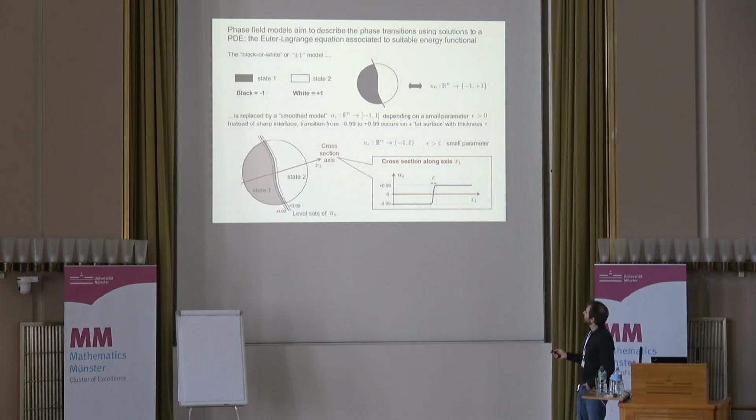And then this smoothed model, instead of a sharp transition, a sharp interface, you will see a smoothed interface, and the transition will happen like this. It will happen from value -0.99 to value +0.99 in a very small region, in a very steep interface. And this is the role of this parameter epsilon that we'll see. The models will have a parameter epsilon, and this epsilon has unit of length, it is the width of the interface. This is the moral of the story.